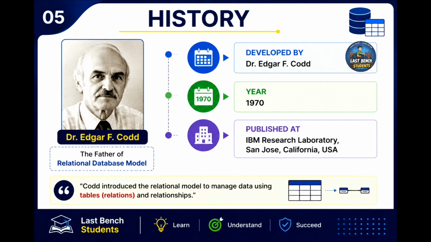The Relational Database Model was developed by Dr. Edgar F. Codd, who is known as the father of the Relational Database Model. In 1970, he introduced this model at the IBM Research Laboratory in San Jose, California. His idea of organizing data into tables and defining relationships between them revolutionized modern database systems.